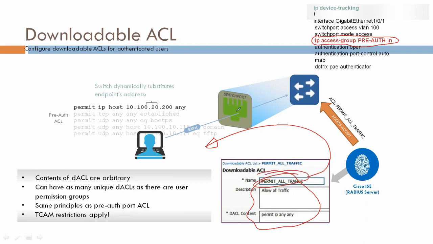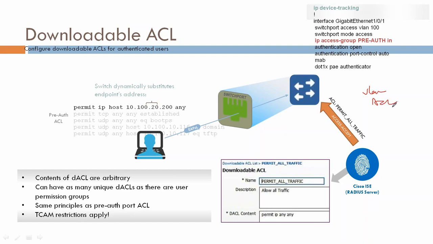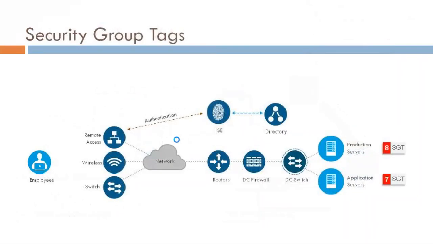It will download it, and then this switch will work according to that ACL policy. Okay, so you don't need to worry about the VLAN assignment, the ACL assignment, the SGT assignments. ISE will do it automatically once they are communicating via RADIUS protocol. Okay, great, we'll move on.